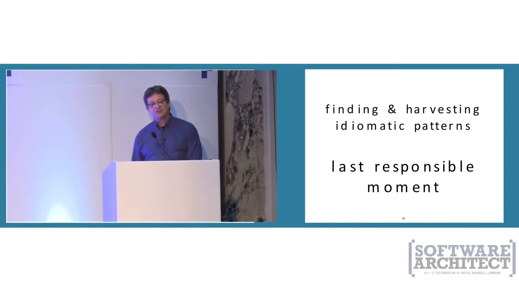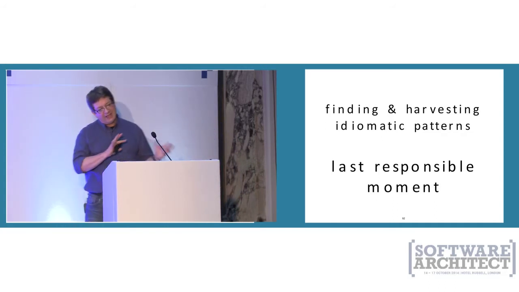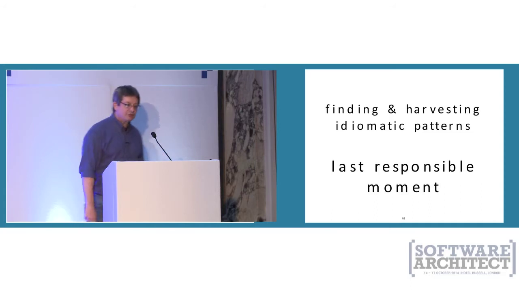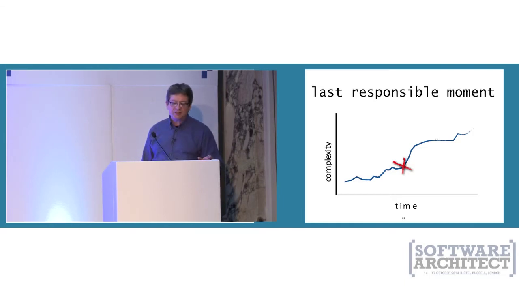Let me go back for just a minute and revisit last responsible moment. As I said, this is probably the trickiest thing in the agile software world: how do you identify exactly when this last responsible moment is. Now, I'll give you some clues and an example of a project that did it really well.